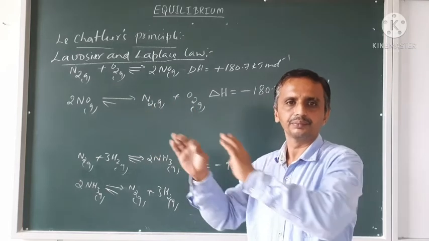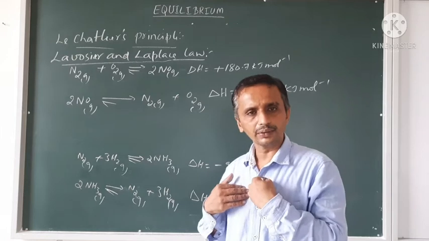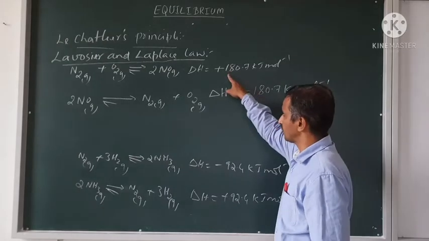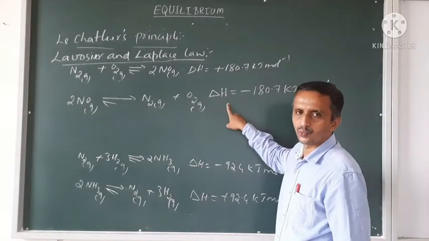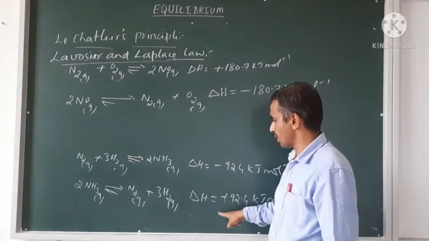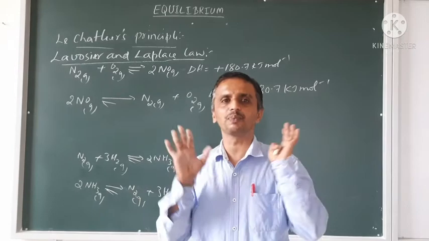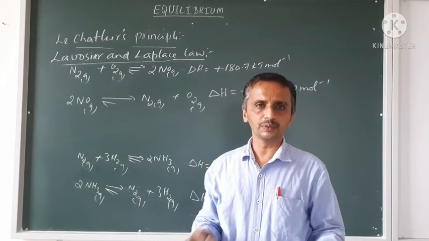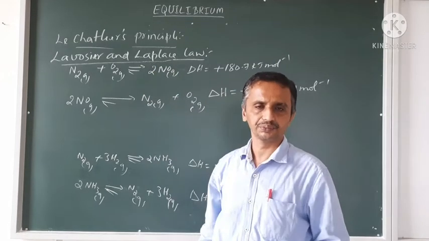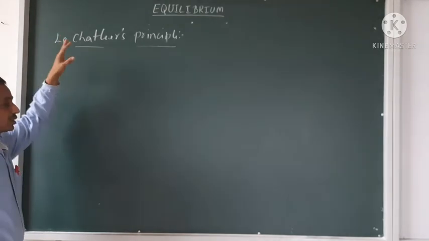If forward is exothermic, then the backward becomes endothermic. If forward is endothermic, the backward becomes exothermic. Or if forward delta H is positive, then the backward delta H is negative; forward delta H negative, backward delta H positive. This is the Lavoisier-Laplace law. Learn it properly, because I need it for the next concept, Le Chatelier's principle. Now let's see the definition of Le Chatelier's principle, then we go for the application.